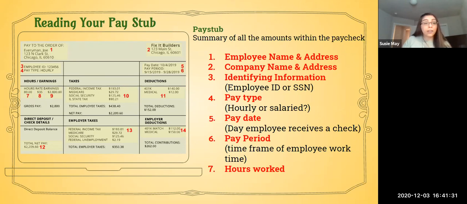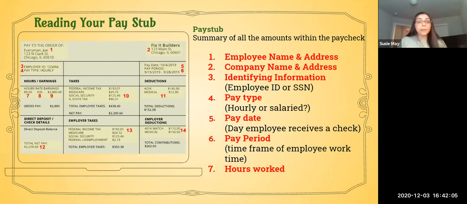Number four is your pay type. That basically says, are you paid hourly or are you paid salary? Number five is your pay date. That is the day that you receive your check. So you could maybe get your check a day after, or if you have direct deposit, you could get paid a day before. You may be getting paid a little early, but your pay stub is going to have your pay date.